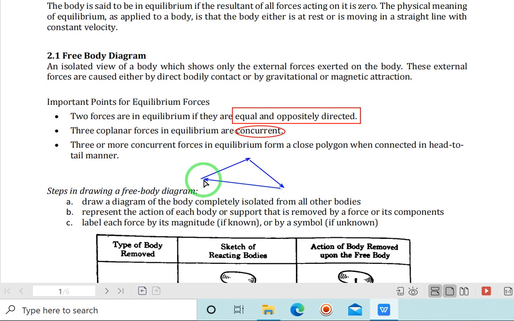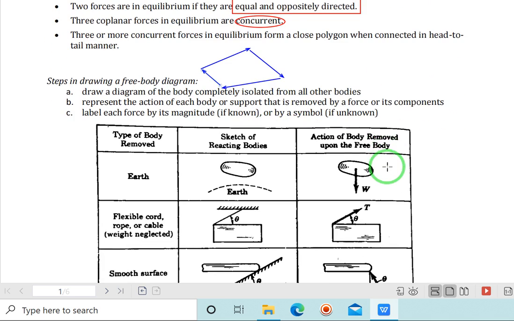Now if you have four concurrent force systems or more, let's say for example that this is your force 3, this is your force 4. So you should be able to create a closed polygon if those concurrent forces are in equilibrium. Now we have several steps in drawing a free body diagram.